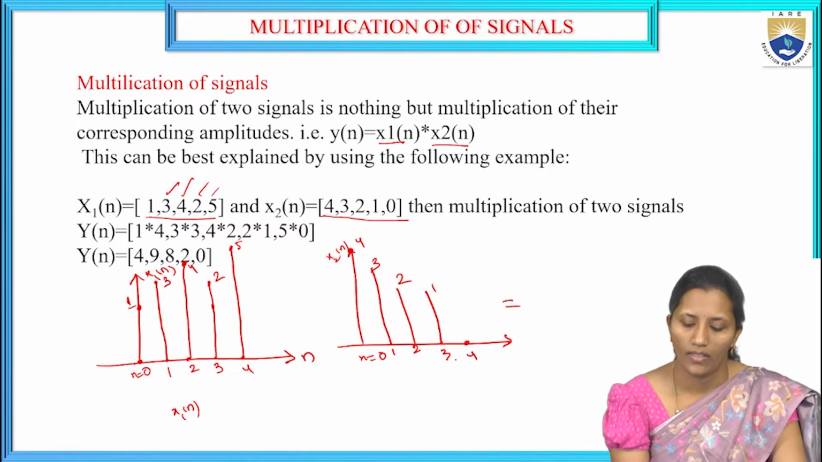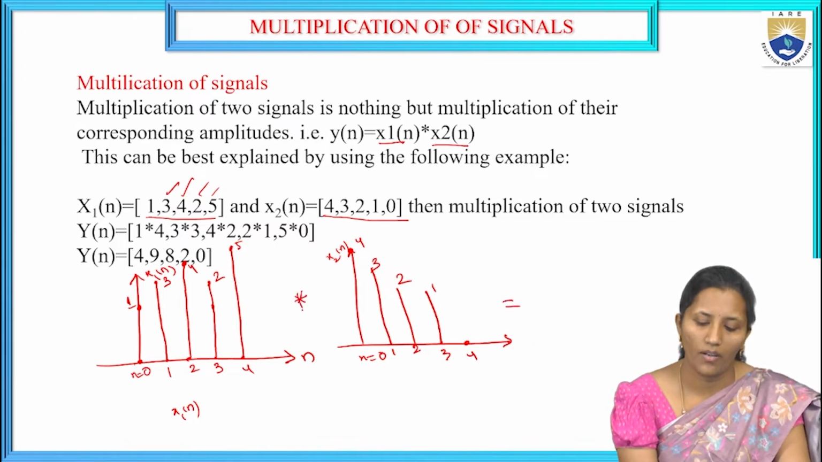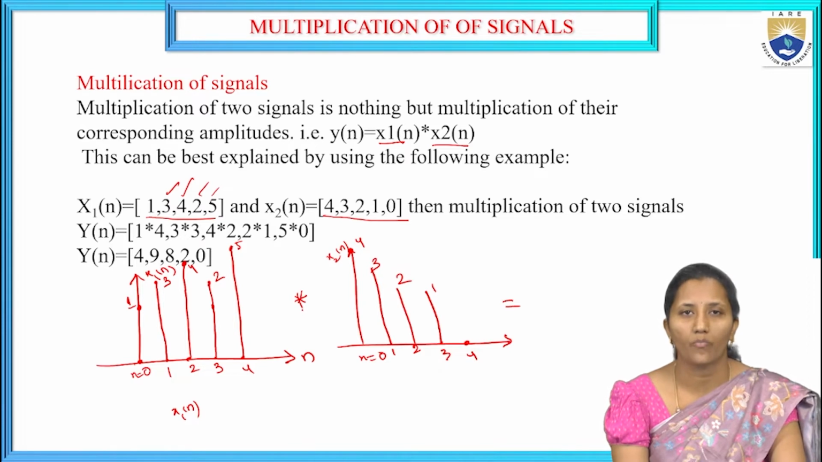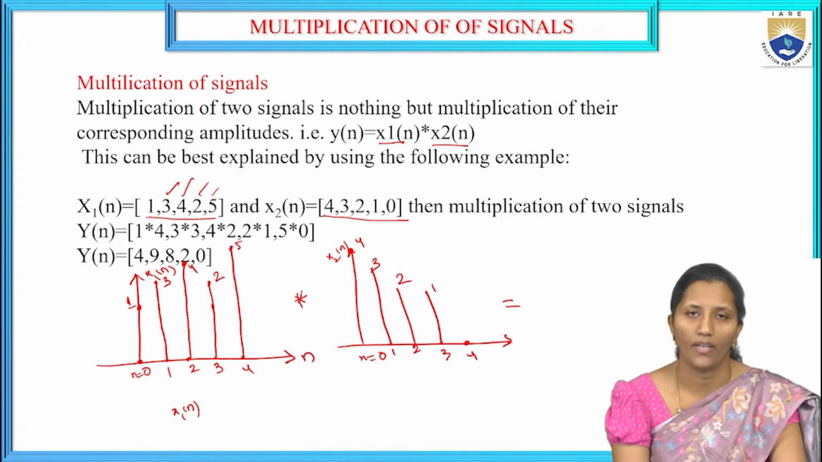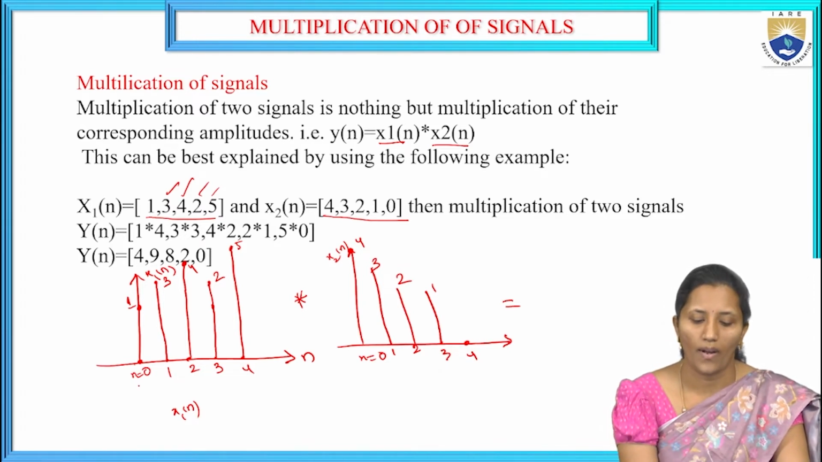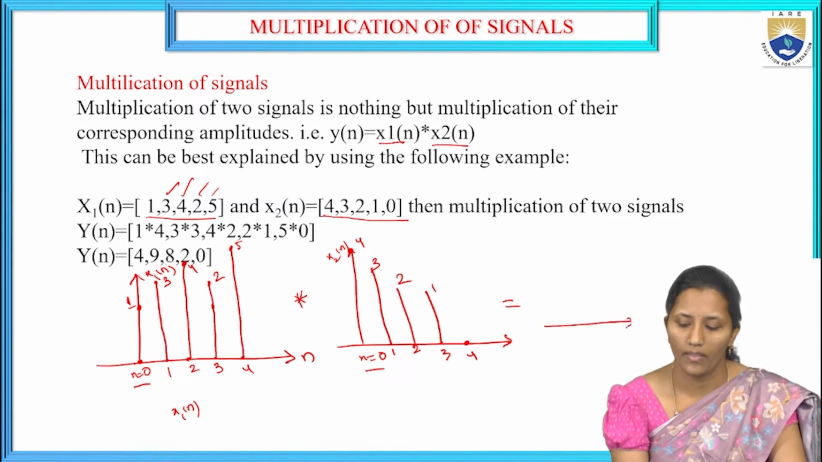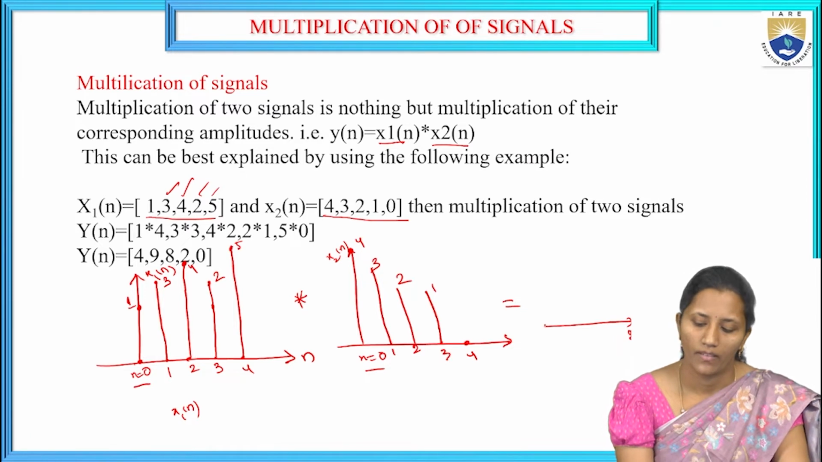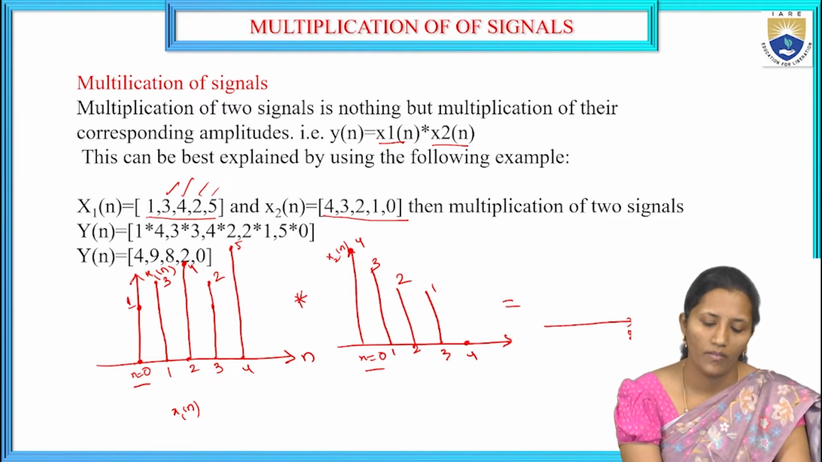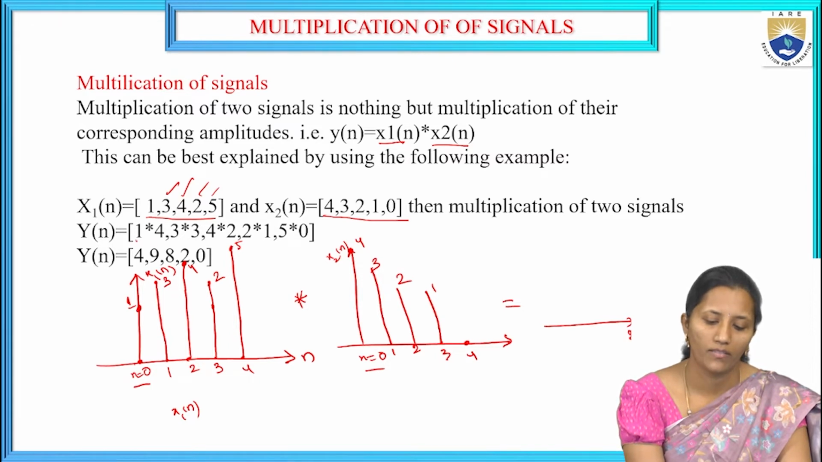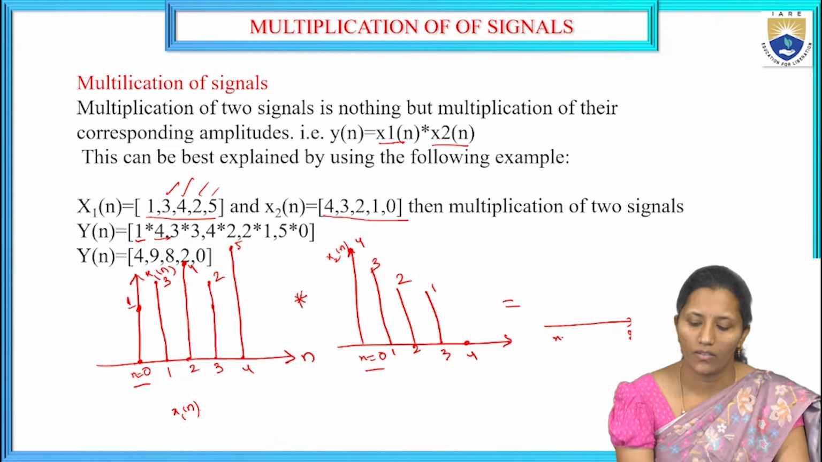So, if you multiply these x1 of n and x2 of n, the corresponding magnitudes of x1 of n and x2 of n at corresponding sample numbers will be multiplied. So, the y of n will be, for n is equal to 0, for x1 of n the magnitude is 1 and for x2 of n it is 4. So, 1 into 4, for n is equal to 0, we are going to get the magnitude 4.